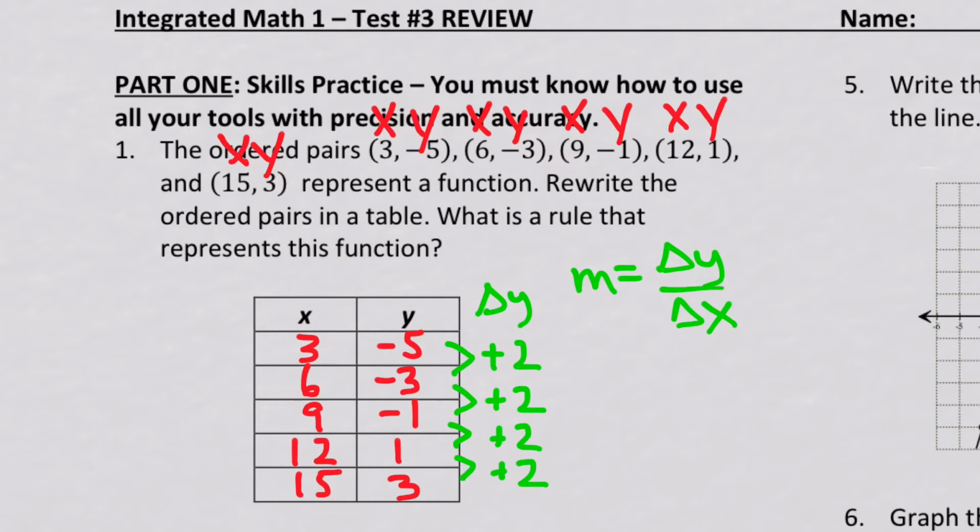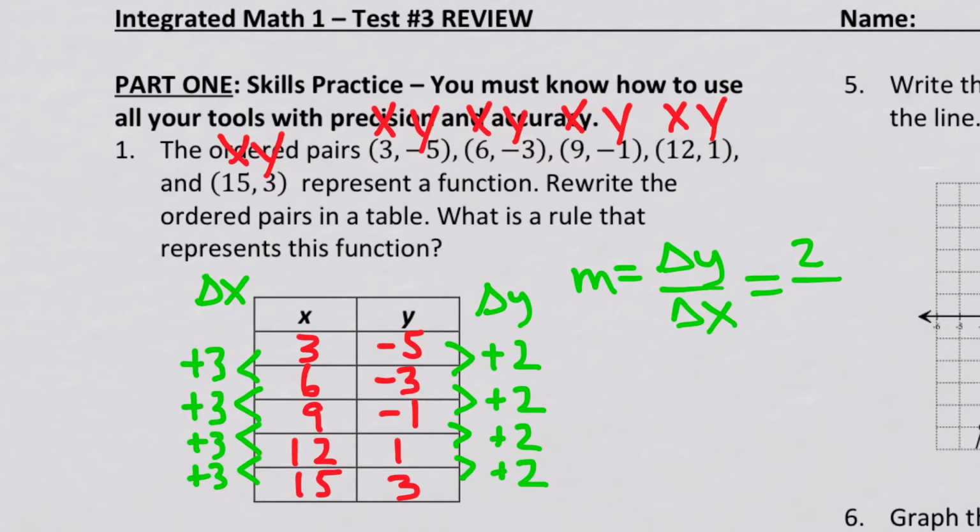That's good. But I have to look also at the change of x. So if I look over here for the change of x, how is this changing? From 3 to 6, it's +3. And then again, it's +3. And 9 to 12 is +3. And so is 12 to 15. So when I look at the patterns, my slope is going to be +2, which is our change of y, over the change of x, which is +3. So my slope in this example is 2/3.